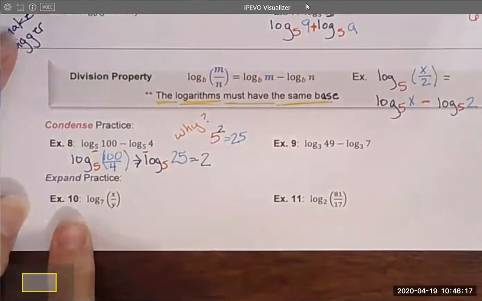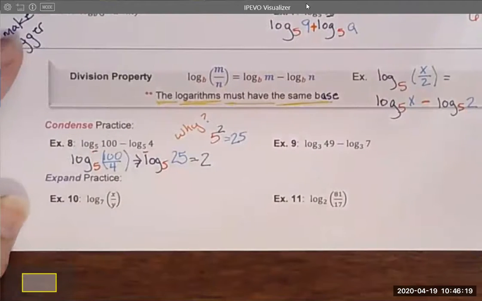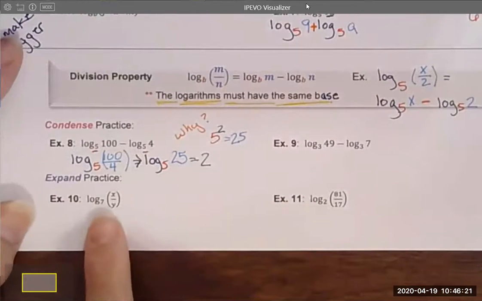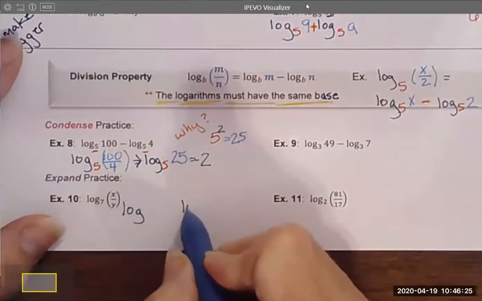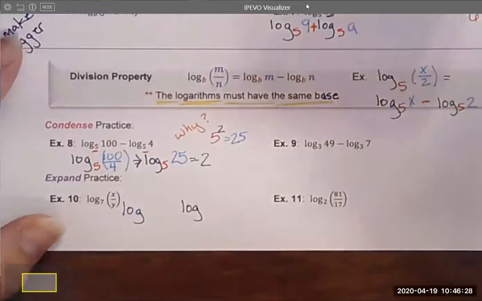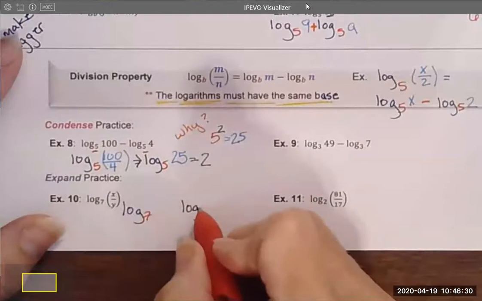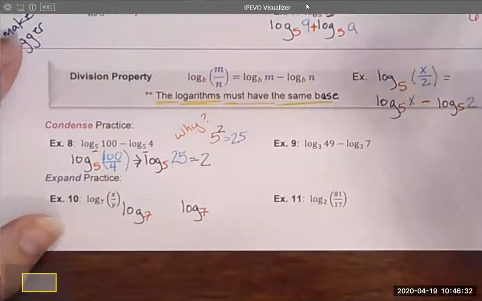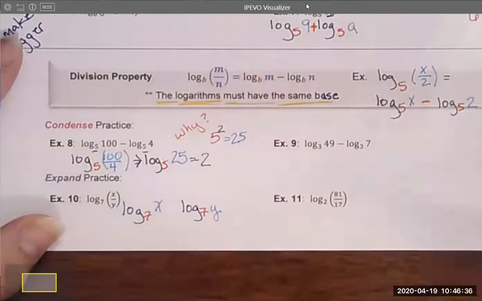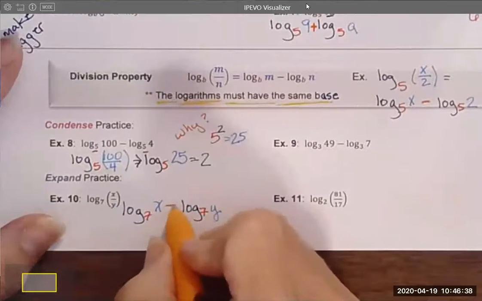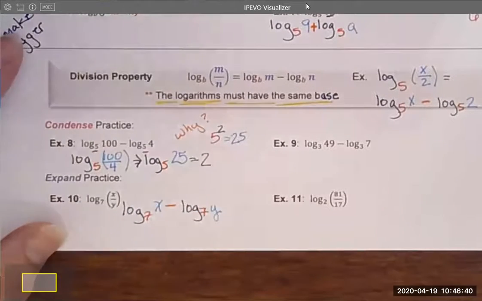We can expand, as we saw in this example up here. Let's do a real quick, easy one. Log base 7, I'm going to write this as 2 log statements. They will both have the exact same base. And I always remember to put the numerator in front position and the denominator in the second position, and I separate them with a subtraction sign. And that's how we use the division property.